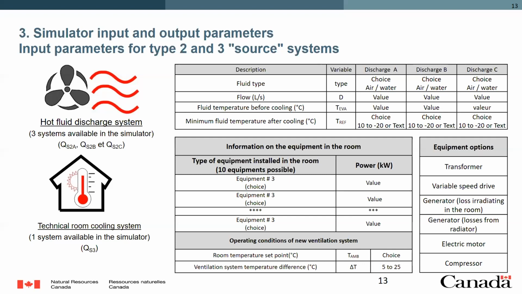And then for the type 3 source, the technical room cooling systems, in this case, it's a little bit different. You have choices of equipment that will be contained in the technical room, which can be transformers, variable speed drives, generators, electric motors, compressors. And then you have to input the power of each one of those equipment. And then you have to set what is the expected room temperature, and what will be the temperature difference with the ventilation system.